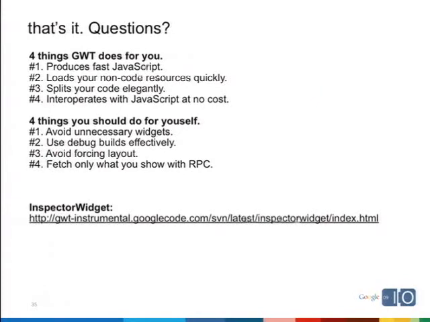And then 4 things you should do for yourself. Avoid the unnecessary widgets. Try to keep your widget hierarchies as slim as possible. Use debug builds effectively. Go ahead and set up those debug versus release builds early and use them to great effect. And share the tools if you come up with really good tools for debug mode. And finally, avoid forcing layout. I showed you some tricks for doing that. And fetch only what you want to show in RPC. If you missed the link to the inspector widget, it's there, and feel free to use that as you wish.